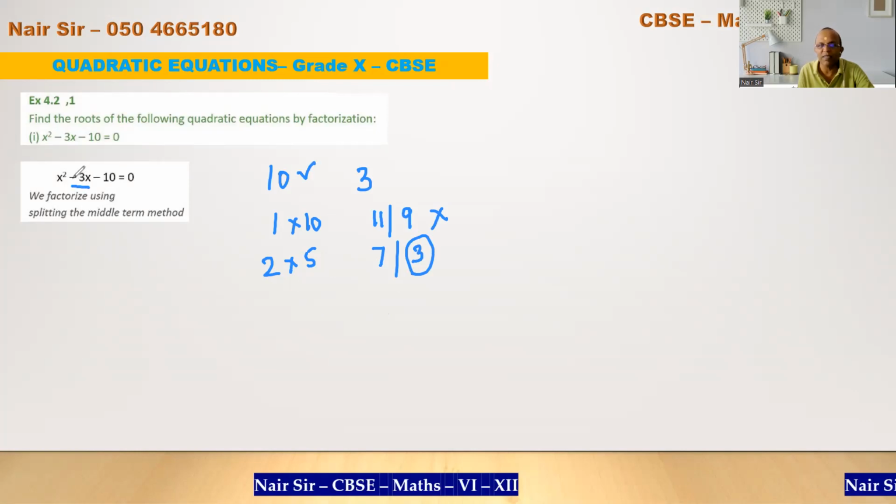Now, look at this negative sign. It's minus. Now, I need the sum to be minus, so that means the bigger number has to have a sign of minus. So the first number will be 2 and the second number will be minus 5. Now do the calculation. 2 into minus 5 is minus 10. And 2 plus minus 5 is what? It's minus 3. I have got the numbers that I need. Am I clear? Okay, let's do it now.